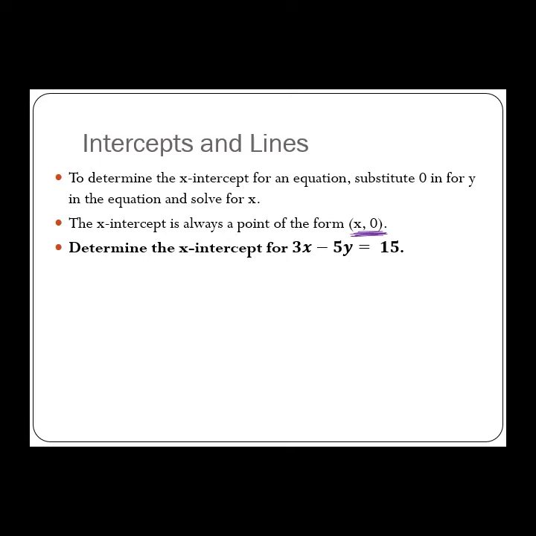So I'm going to do 3x - 5 times 0 = 15. 5 times 0 is 0, so I get 3x = 15. Divide by 3, divide by 3, x = 5. Remember, I'm going to write it as a point: (5, 0). So that's my x-intercept.